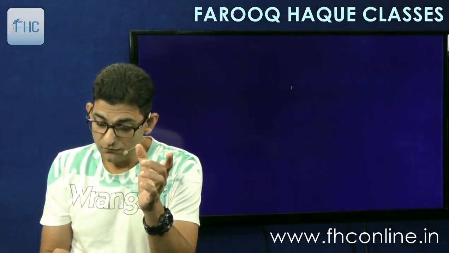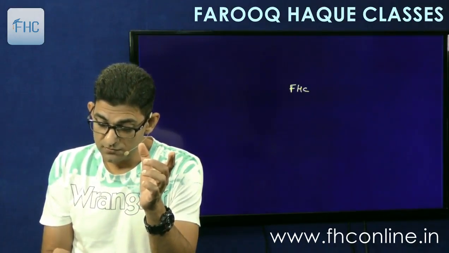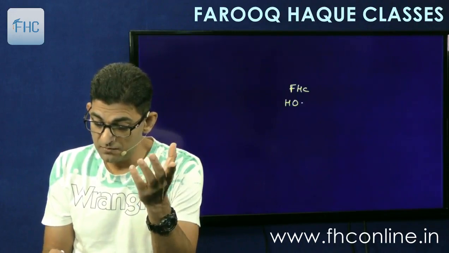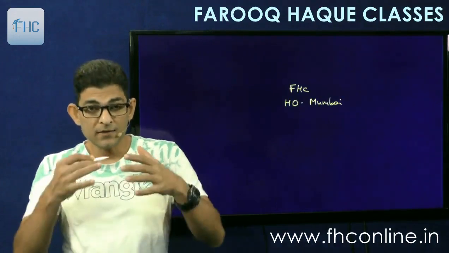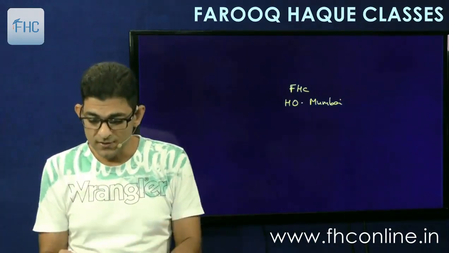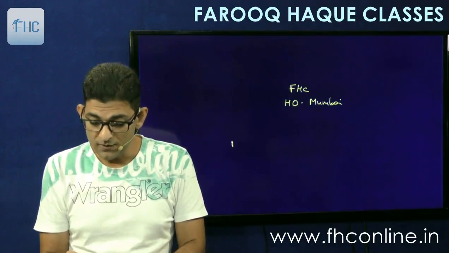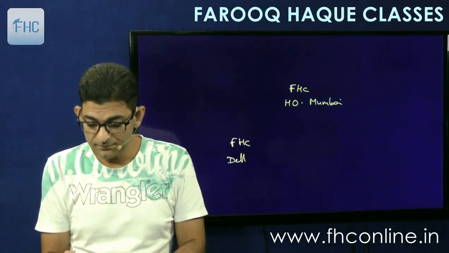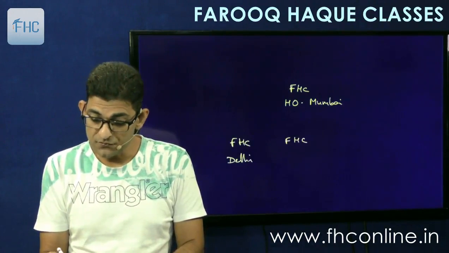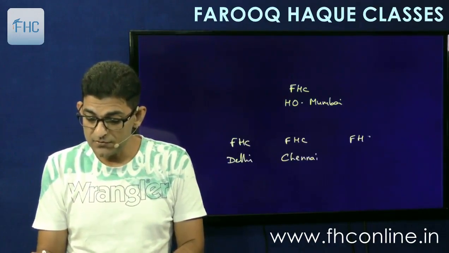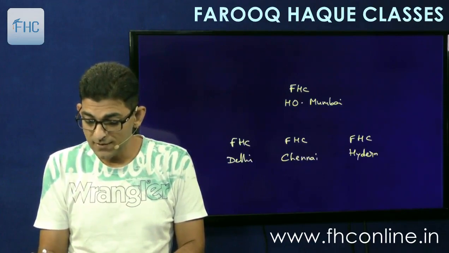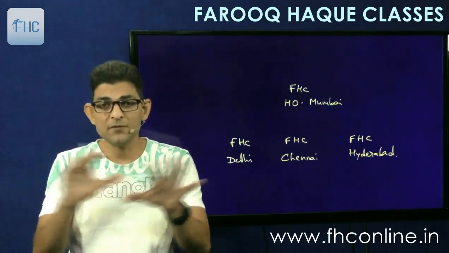If a person has separate registrations, like Farooq Haque classes. So Farooq Haque classes head office may be situated in Mumbai, and I may have different branches across India. So one FHC is in Delhi, then there is Farooq Haque classes in Chennai, then there is Farooq Haque classes in Hyderabad, and so on and so forth. I may have several premises.